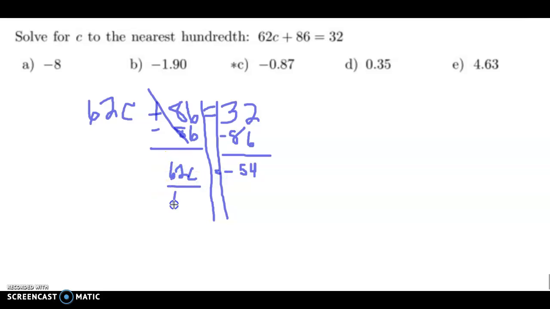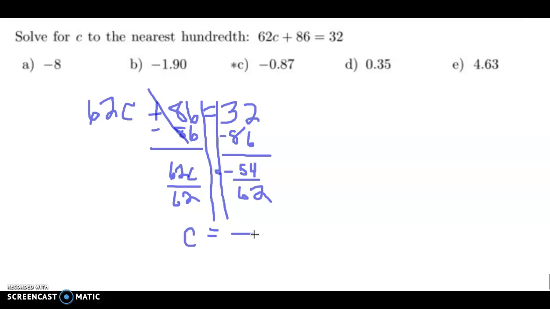Now we're going to go ahead and divide both sides by 62. All of you know this. And do this on your calculator. Negative 54 divided by 62. A negative divided by a positive is a negative. So we know our answer is negative, but it says to round to the nearest hundredth.